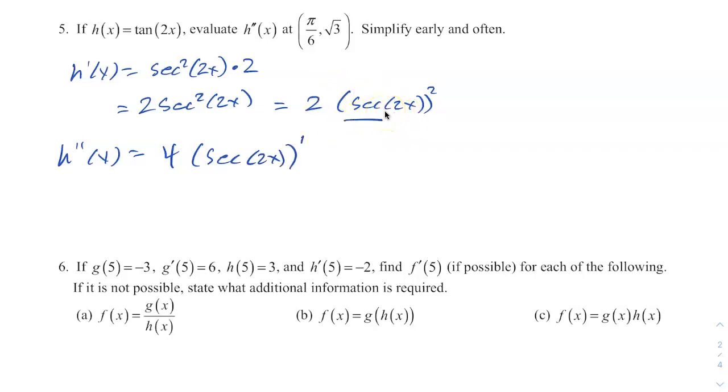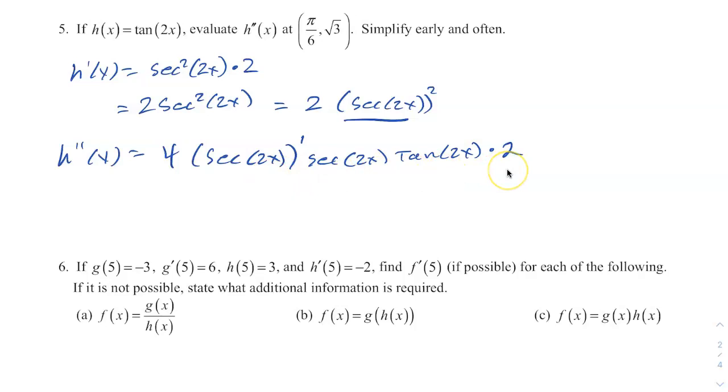Now this is my inside. Derivative of secant is secant tangent. So it's going to be secant 2x. I want to leave the inside alone. Tangent 2x. Leave the inside alone. Times by the derivative of the thing left alone, which in this case was 2x. So the derivative of that is just 2.